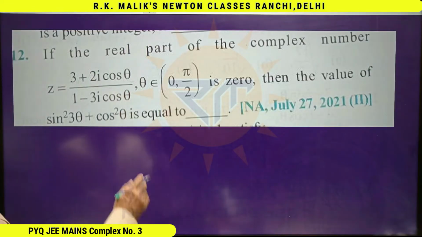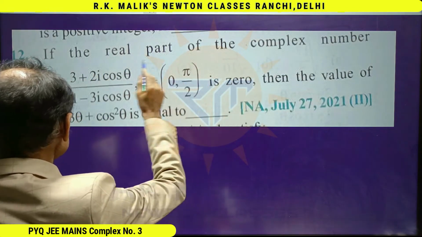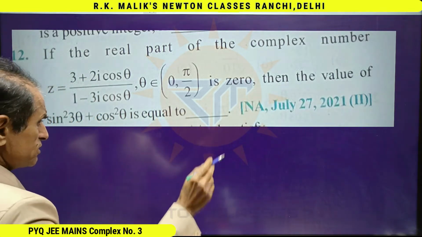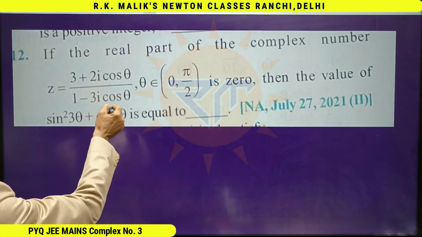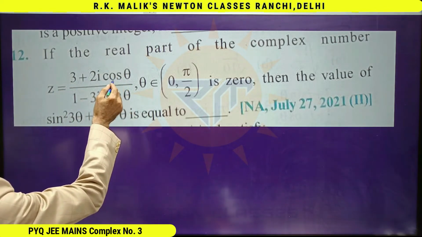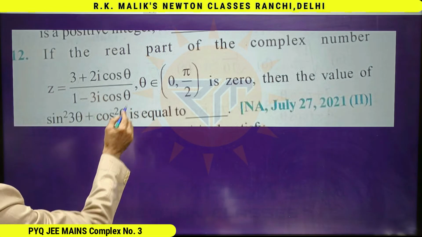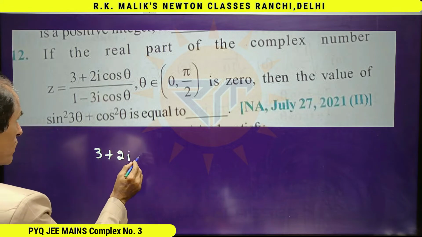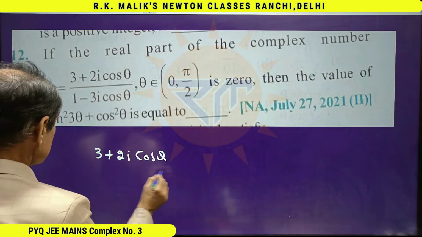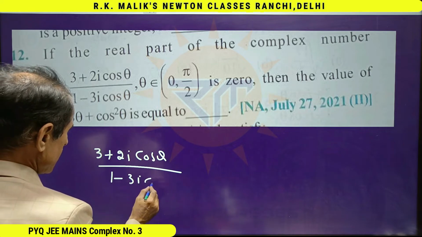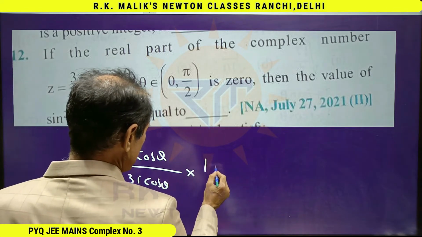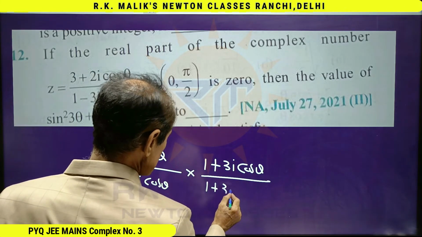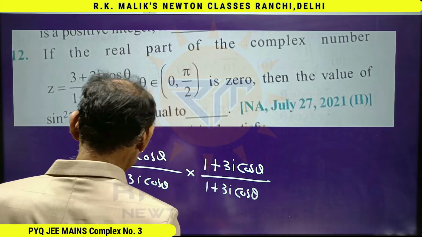In this question, it is given that if the real part of the complex number this, where theta belongs to 0 to pi by 2, is 0, then the value of this is equal to. Clearly, to find the real part of this, first I multiply and divide by the conjugate of this. That is, z can be written as (3 plus 2i cos theta) upon (1 minus 3i cos theta) into (1 plus 3i cos theta) upon (1 plus 3i cos theta).